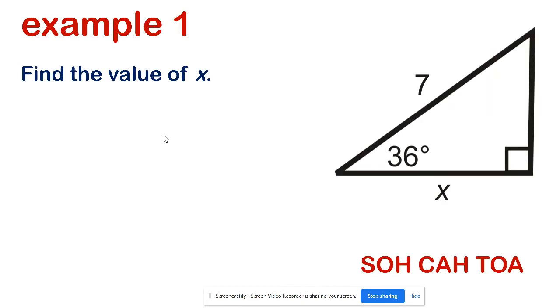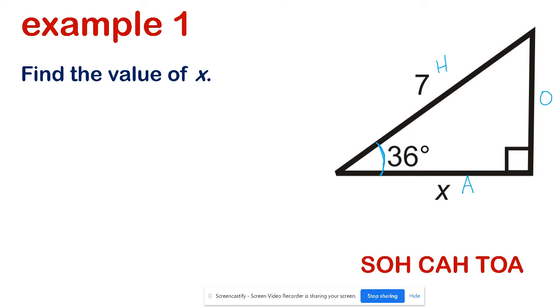It says to find the value of x. So I'm looking at my triangle. I've got this angle right here that is 36 degrees. That's the angle I'm working with. That's my reference angle. So I want to label my sides. I know the 7 is the hypotenuse. If I go across to the opposite side, it's this side over here on the right that is not labeled. And so x is my adjacent side.